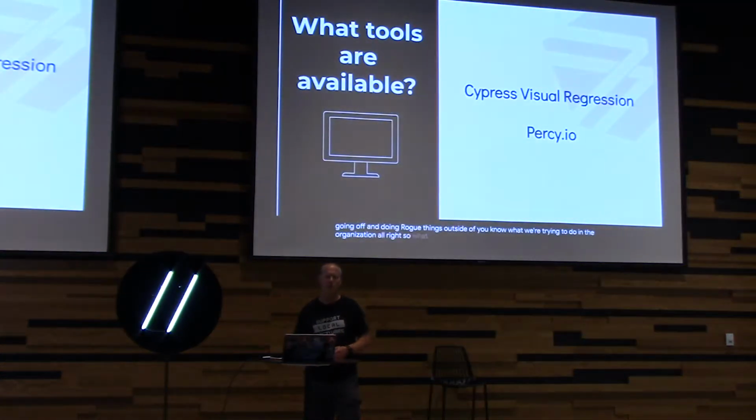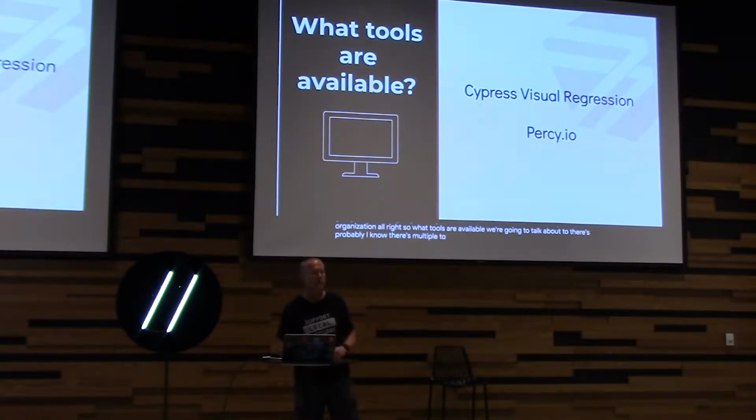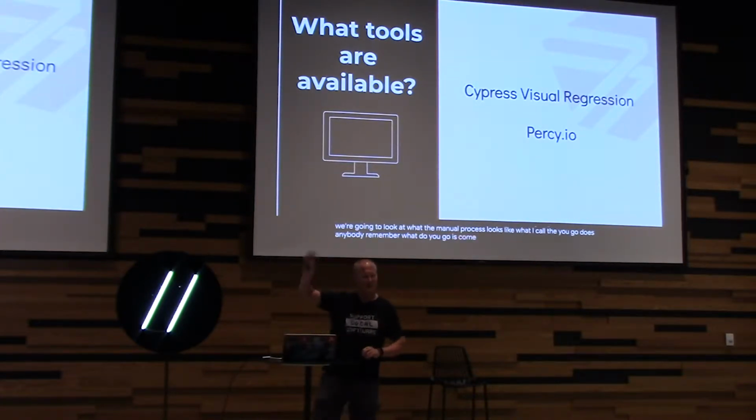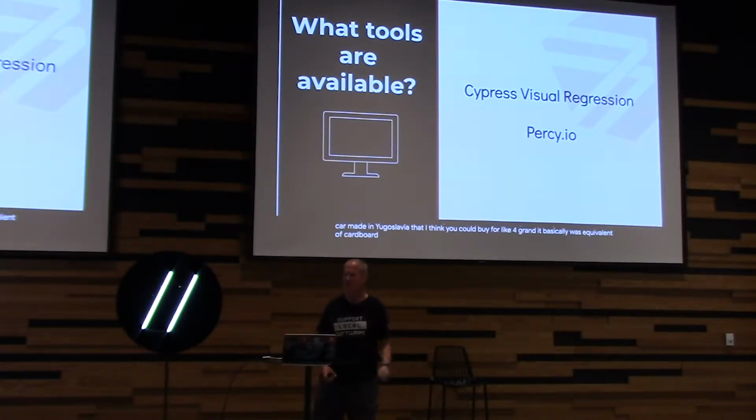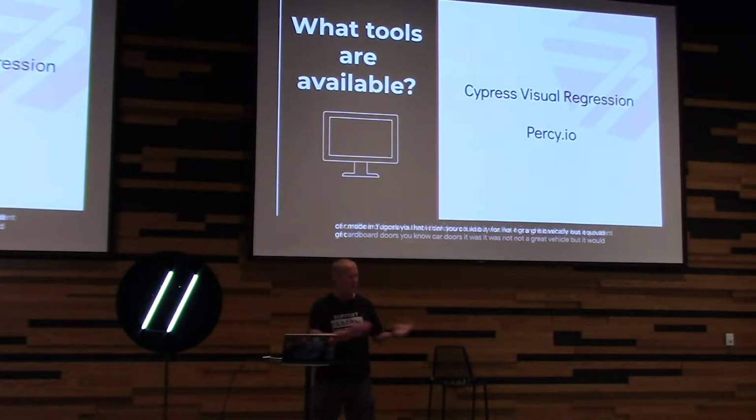All right, so what tools are available? We're going to talk about two. I know there's multiple tools out there, but we're really going to talk about two. We're going to look at what the manual process looks like, what I call the Yugo. Does anybody remember what a Yugo is? A couple of you? All right. Yugo was a very cheap car made in Yugoslavia that I think you could buy for like $4,000. It basically was the equivalent of cardboard car doors. It was not a great vehicle, but it would get you from point A to point B.